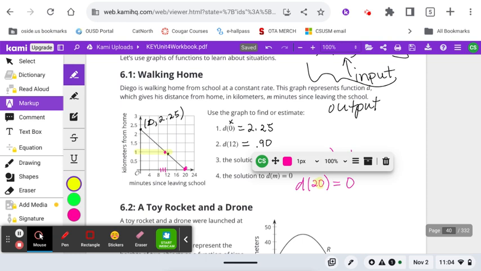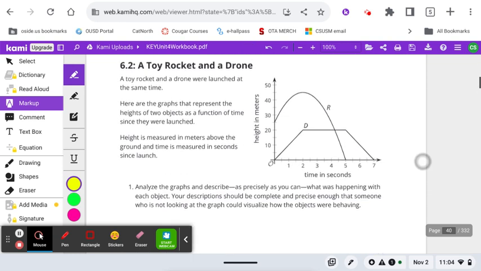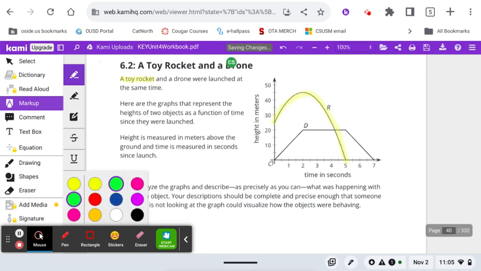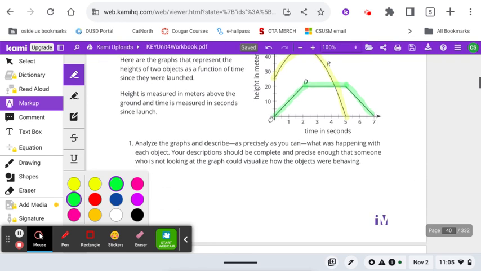Okay, so how are you doing on those input-output questions based on a graph? Let's look at this next one. A toy rocket and drone were launched at the same time. Here are the graphs that represent the height of two objects as a function of time. Can you look at the graphs and decide which one is the rocket's path and which one is the drone's path? Okay, hopefully you were like, okay, a rocket would go just kind of up and down, but a drone actually has the capability of staying flat for a period of time. So the drone is the one that has that flat part.